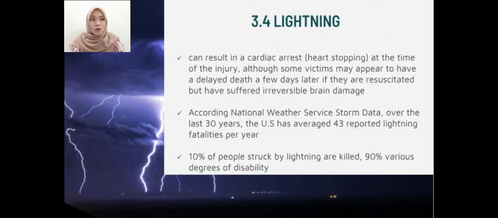The victims of lightning can suffer cardiac arrest, which is the heart stopping at the time of injury. Some of them may appear fine, but a few days later they suffer delayed death or irreversible brain damage. Statistics prove that 10% of the people struck by lightning are killed, and the other 90% face various degrees of disability.